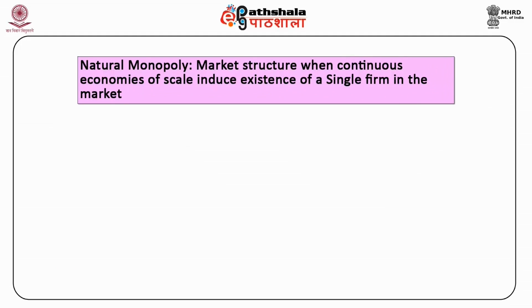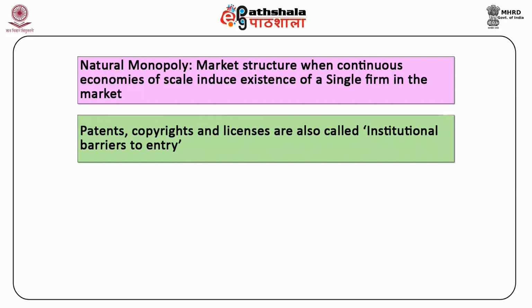Natural monopoly is defined as a market structure when continuous economies of scale induce the existence of a single firm in the market. Patents, copyrights, and licenses are also called institutional barriers to entry.